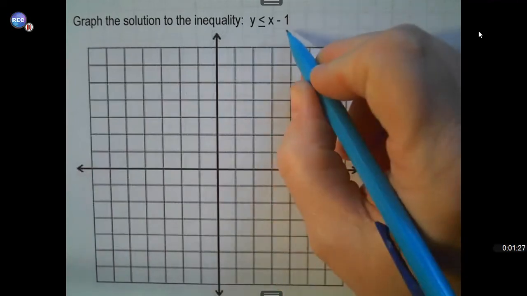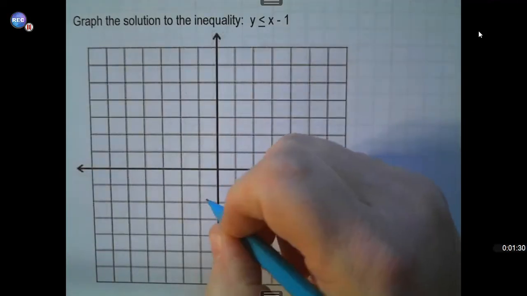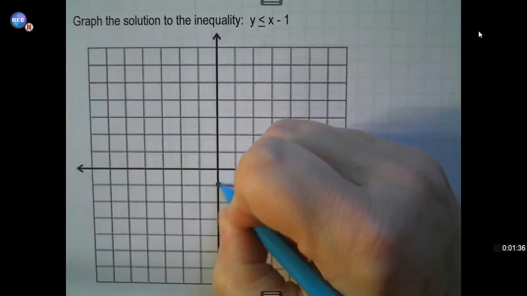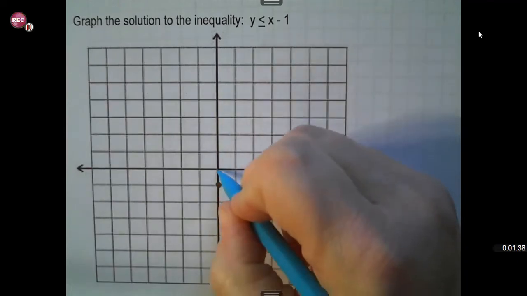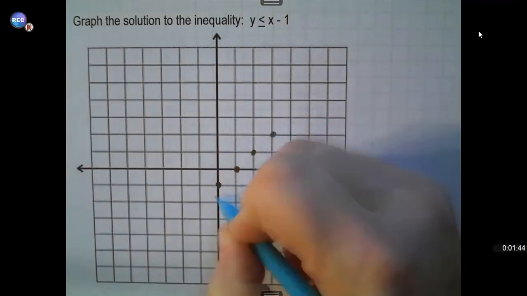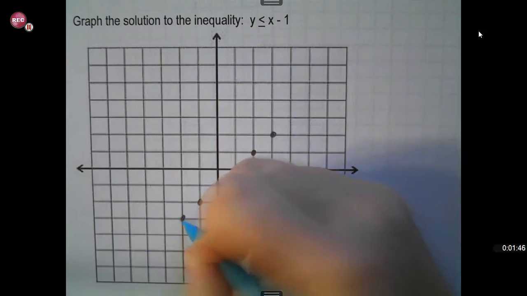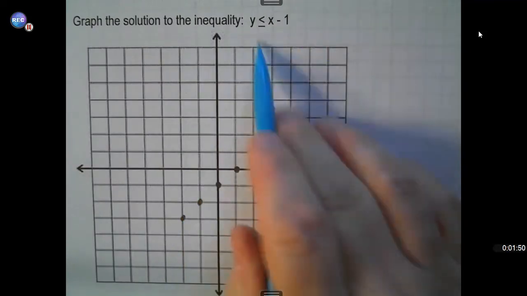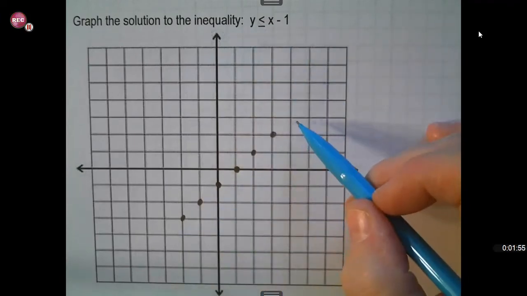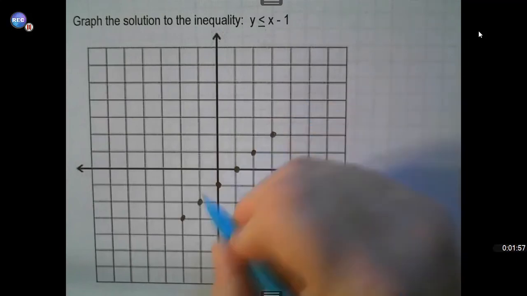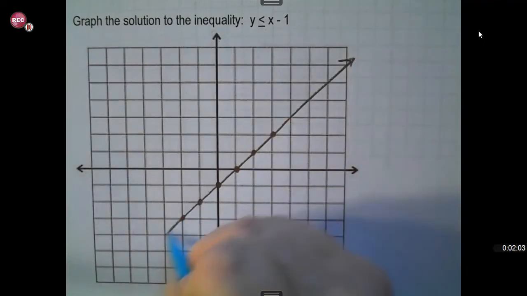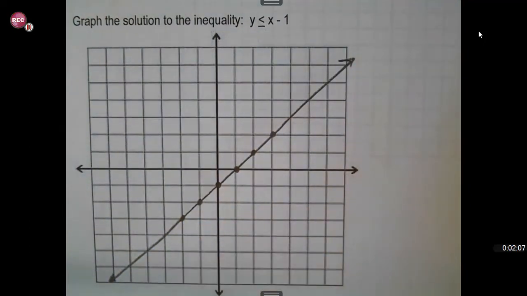We start with the y-intercept. So we put the y-intercept at -1, and then the slope is +1, so we're going to rise 1 and run 1. We can do that again and again, or the other way, and so forth. And because this is less than or equal to, I'm going to make a solid line. If that were strictly less than, it would be a dashed line. So this is going to be a solid line, like this.